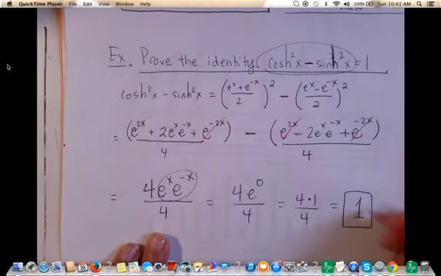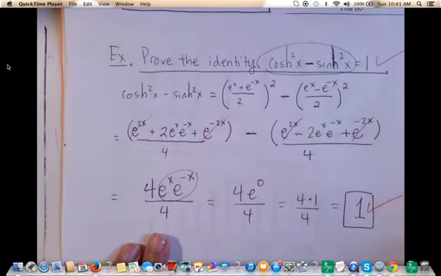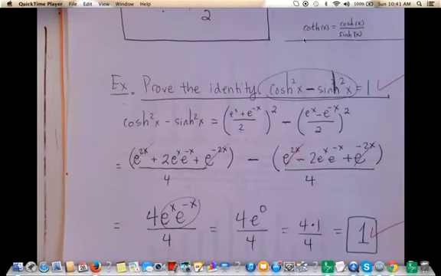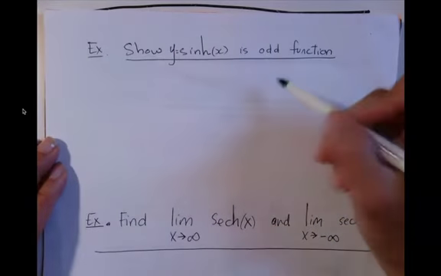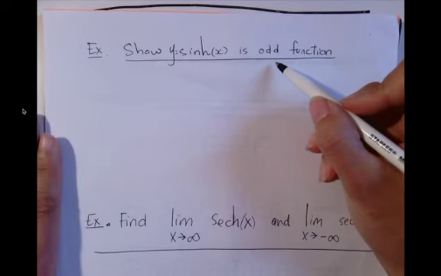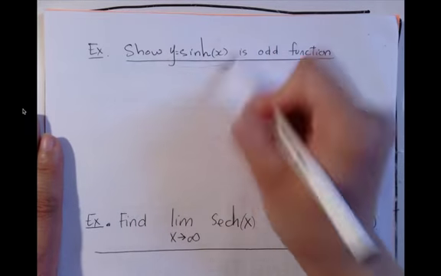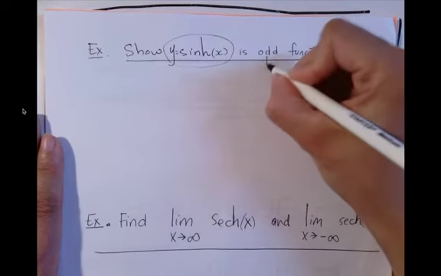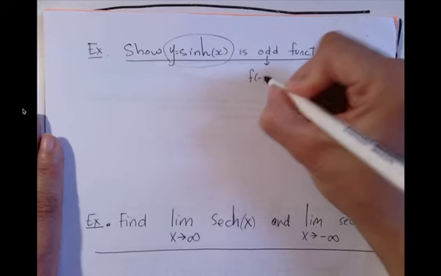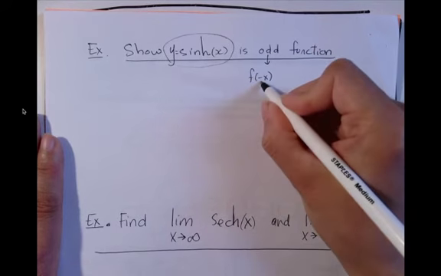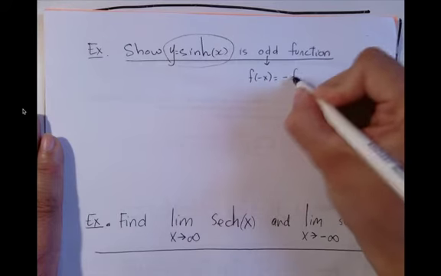Okay. So we have actually proved the identity. So here's another example, similar to the previous one. We want to show that this function is odd. And remember, a function is odd if I input the opposite of x, I get the opposite of f of x.